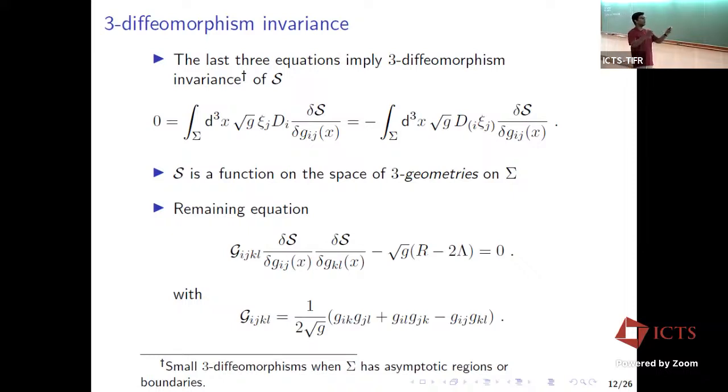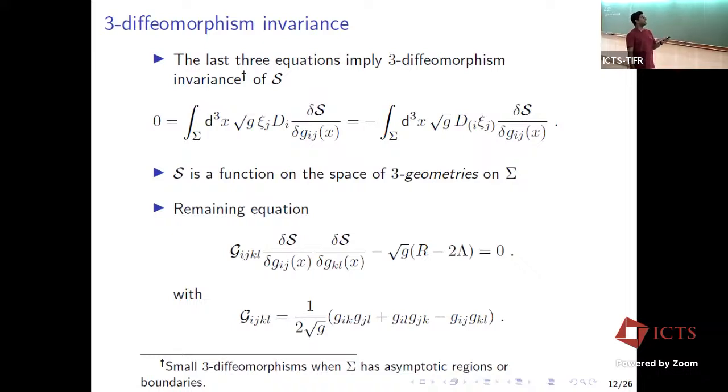If sigma is non-compact or has boundaries, then this has to vanish on the boundaries. These are the small 3-diffeomorphisms. We can do a partial integration, and this is basically the transformation of S under a 3-diffeomorphism of the metric. And what this says is that this S should be a function in the space of 3-geometries rather than 3-metrics. So now let's focus on this remaining equation, which looks like this Hamilton-Jacobi equation of classical mechanics.